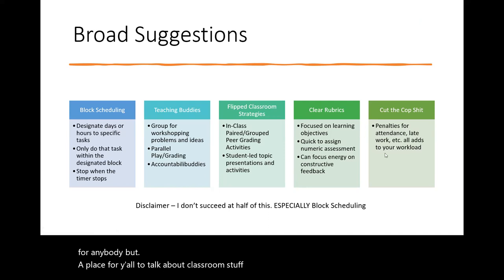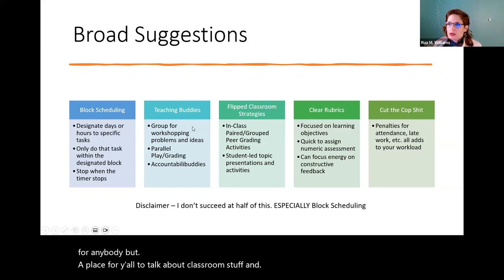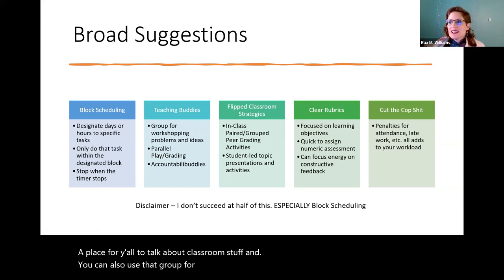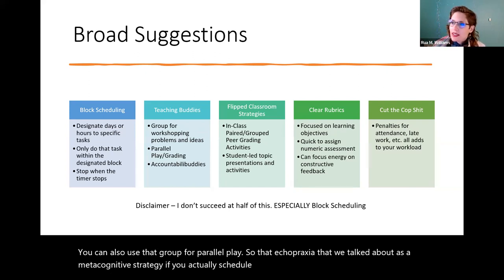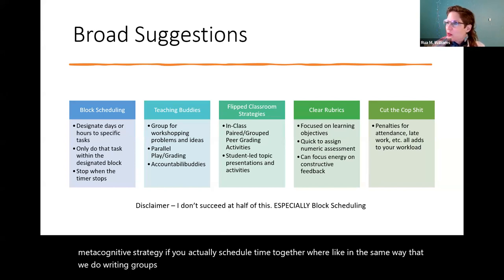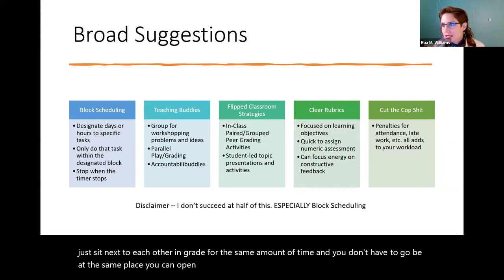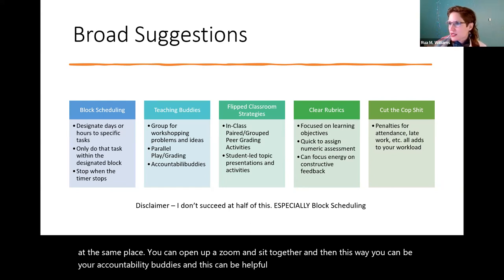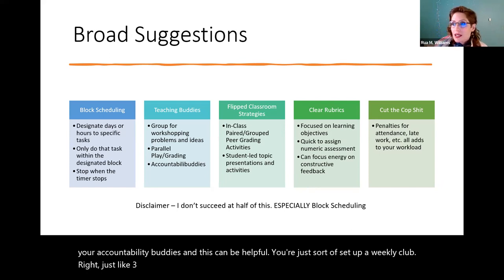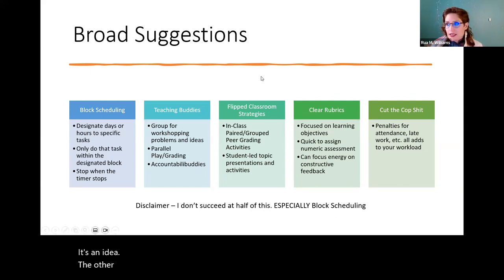And you can also use that group for parallel play. So that echopraxia that we talked about as a metacognitive strategy: if you actually schedule time together, in the same way that we do writing groups, I don't know why I haven't seen people do grading groups, where they just sit next to each other and grade for the same amount of time. You don't have to be at the same place. You can open up a Zoom and sit together. In this way, you can be your accountability buddies, and it can be helpful to set up a weekly club, right? Just three people that you like.